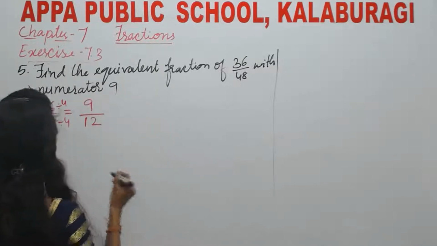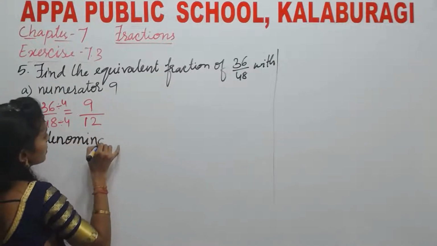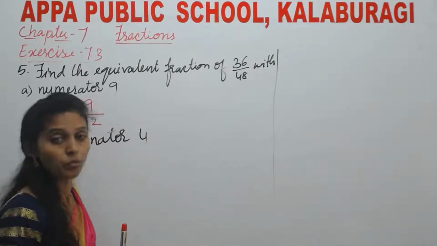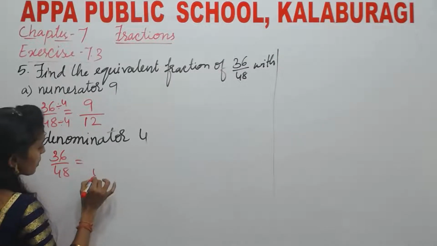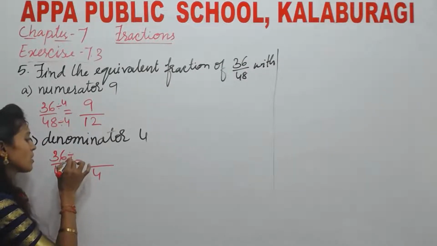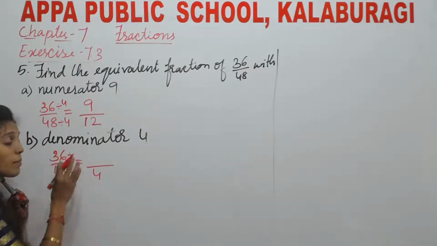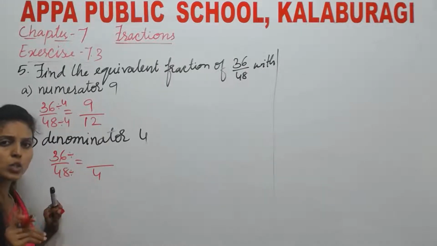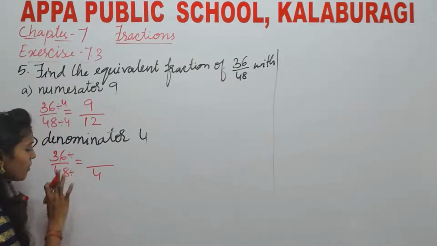Yes. Next one is denominator 4. Okay. So, same way. 36 by 48 equals something over denominator 4. Some number is divided here. These numbers are divided by one number, which number we don't know. To get that number, 48 divided by what number will you get 4? If you are so expert in tables, you will say directly. If you don't get it, don't worry at all. In 4 table, when will you get 48?